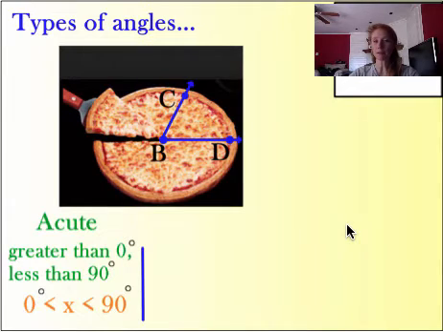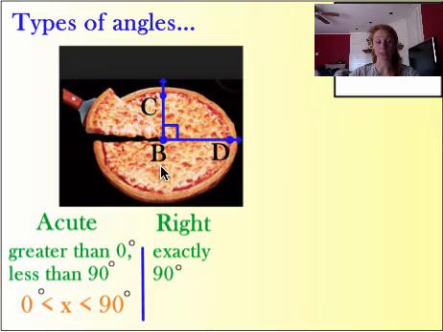Okay, so there are a couple of different angle types we'll be looking at today. The first one we're going to look at is an acute angle. An acute angle measures greater than 0 degrees and less than 90 degrees. So if x is our angle measure, it's greater than 0 and less than 90. And here is a picture of an acute angle.